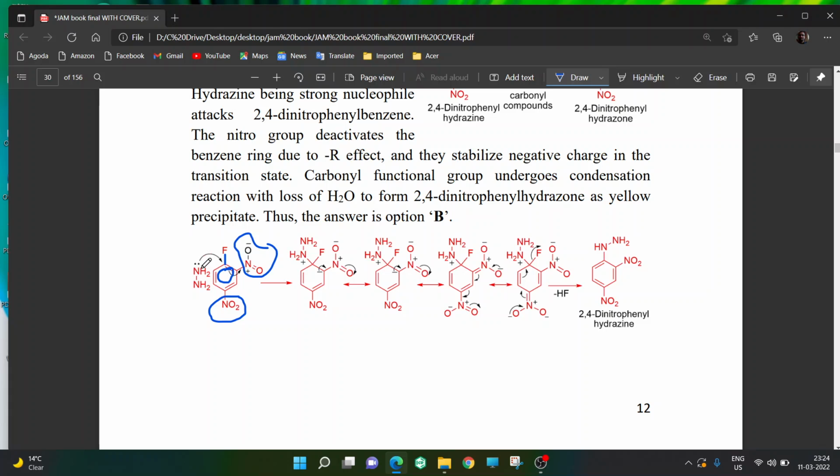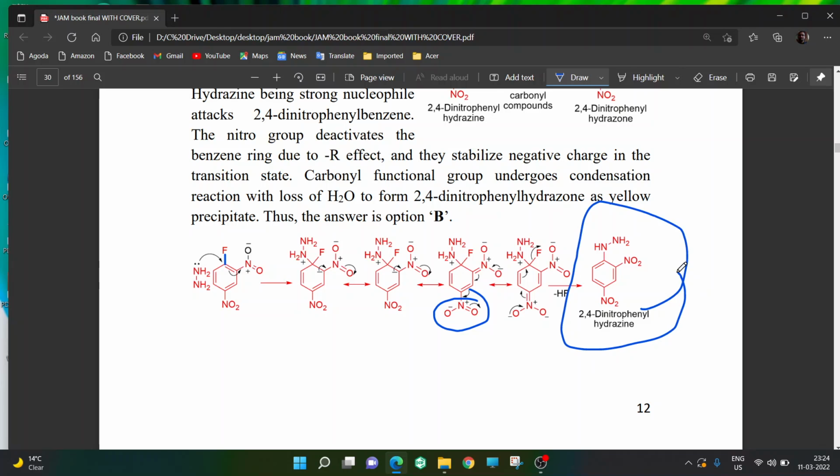So first hydrazine attacks on the ring where fluorine is there, and the lone pair gets stabilized over the first nitro. Then it gets stabilized by this nitro group, then it comes down, then it gets stabilized by this nitro also, and then this goes back, finally fluoro leaves and you get this. So 2,4-dinitrophenylhydrazine is your X, and then this will react with your carbonyl compound to give you yellow dye, which is called azo dye, right?